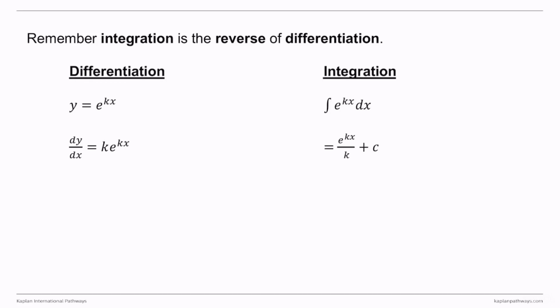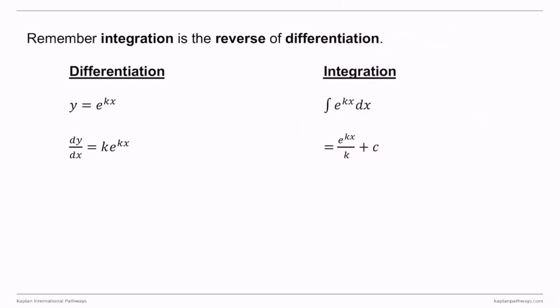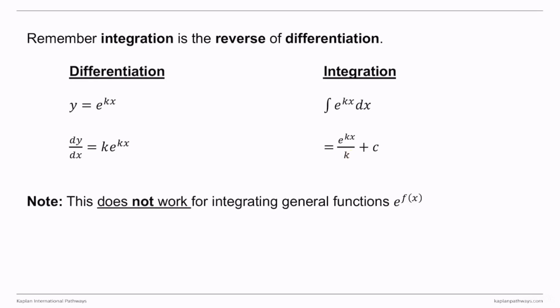And the integration of e to the power kx dx is going to be, again, e to the power kx, but with integration we divide by the derivative of kx. So remember, in differentiation we usually multiply, but in integration we divide by the derivative of kx, plus c. The c is the constant of integration.